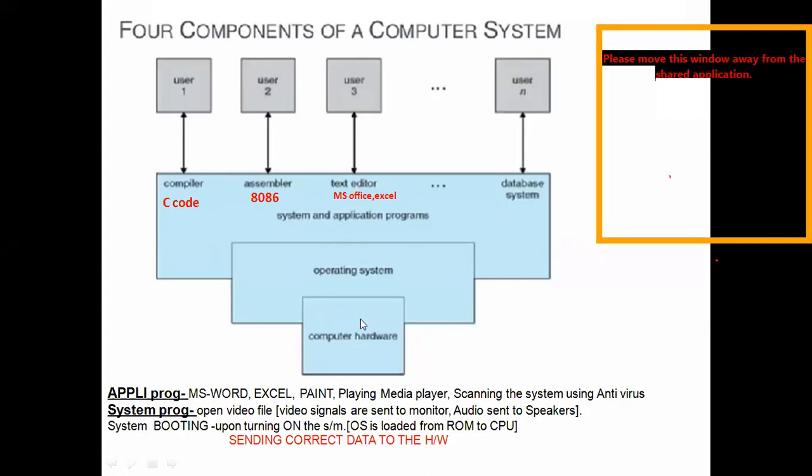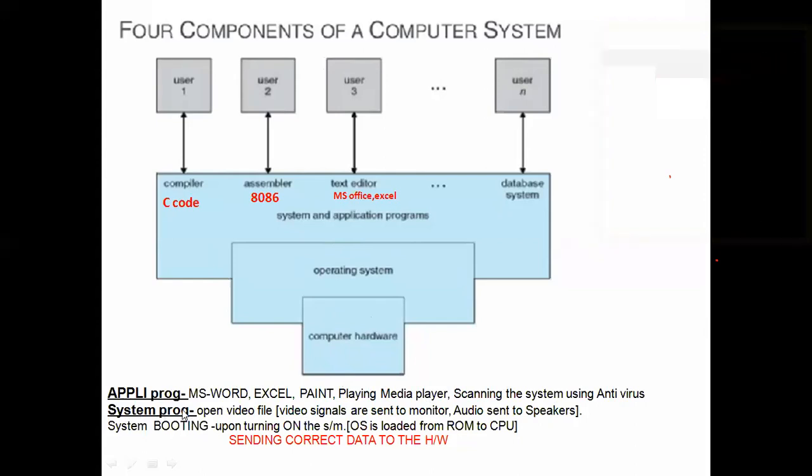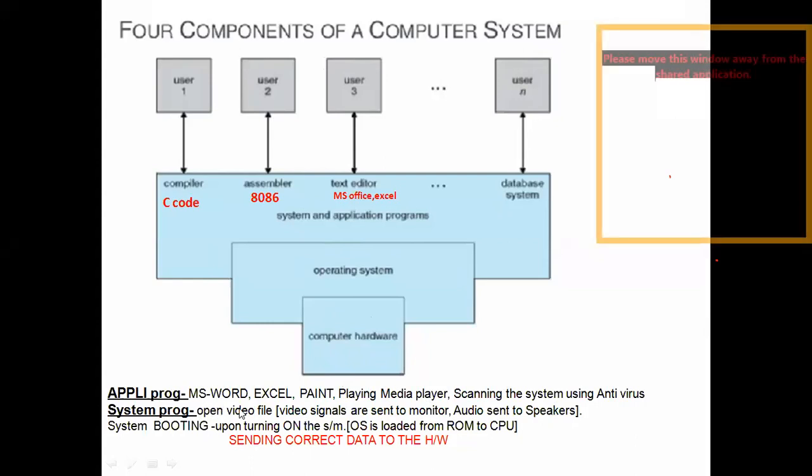And here also, like I mentioned, the examples of application programs are MS Word, MS Excel, PowerPoint, Windows Media Player, GOM Player, and scanning the system with the antivirus, etc. So these are the examples of application programs or the user programs. And we have something called system programs as well. So the example for system programs is, suppose I'm opening a video file. Once I open the video file, all the video signals will be guided to the monitor and all the audio signals will be sent to the speakers so that the audience can hear. And all the video signals are being sent to the monitor so that the user can view the pictures.